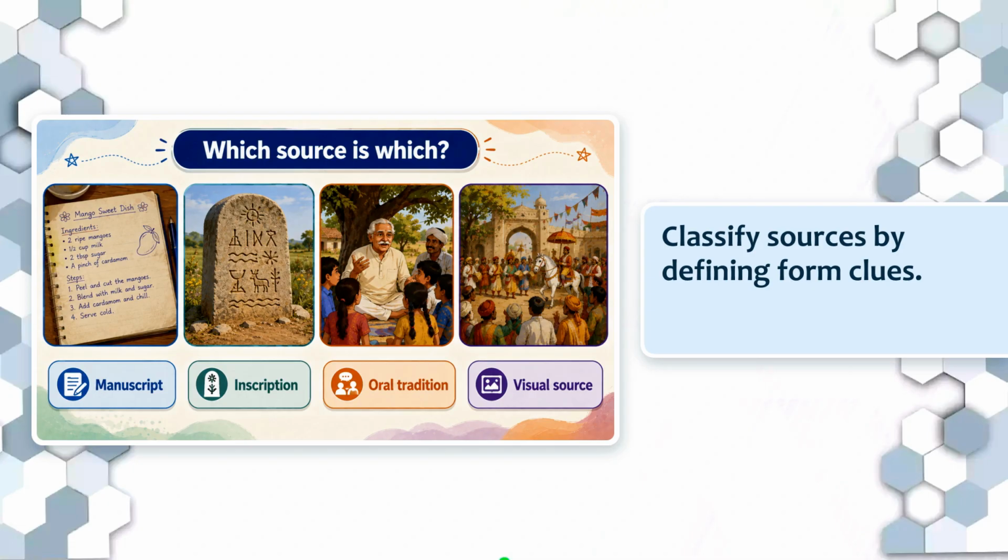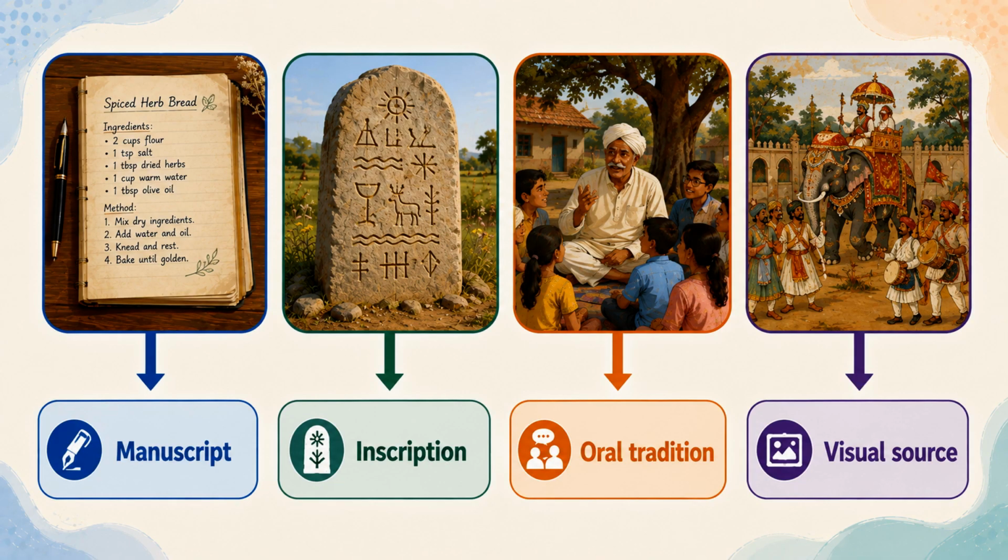Classify sources by defining form clues. Handwriting, carved writing, spoken transmission, and image-based communication each point to a different source type. A good classification rule should work on more than one familiar example. That is why the windows use new content, but keep the same defining features.